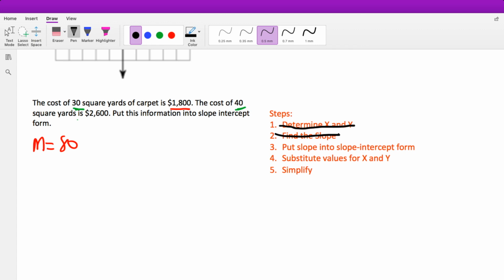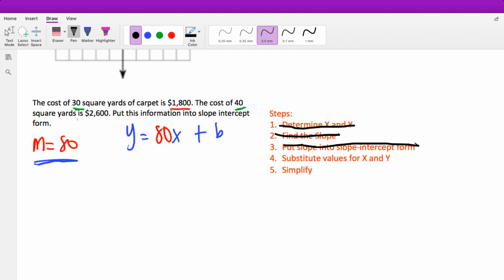And now it says put slope into slope-intercept form. So what is our slope-intercept form? We wrote it earlier in the first example. It is y equals mx plus b. What is our slope? M is our slope. M equals 80. So we're going to delete this M and just put 80. All right, we've done that. We can cross that off our list.